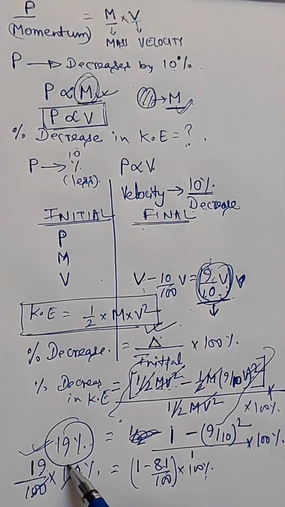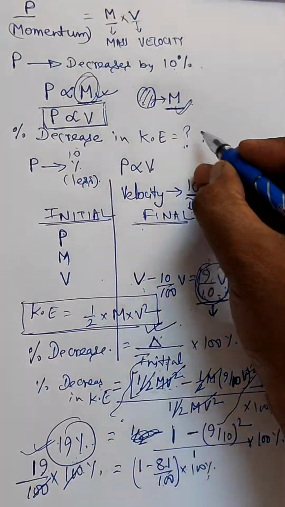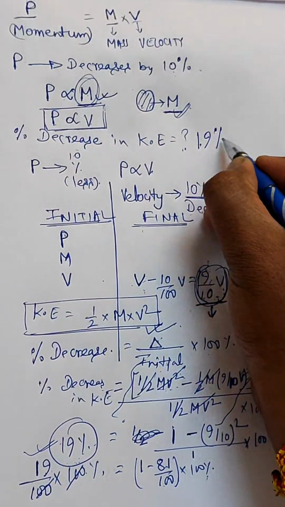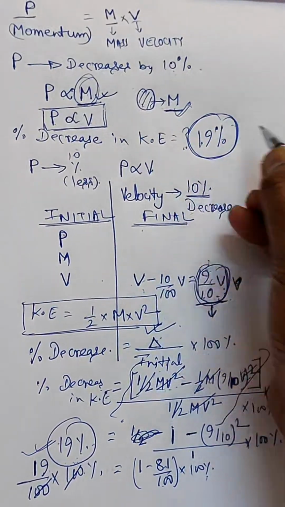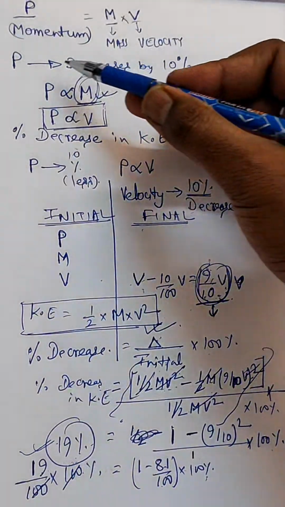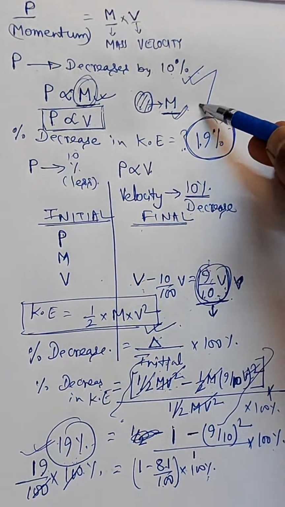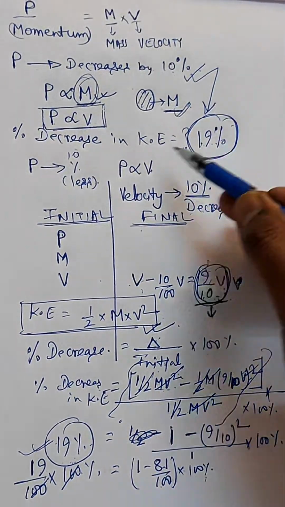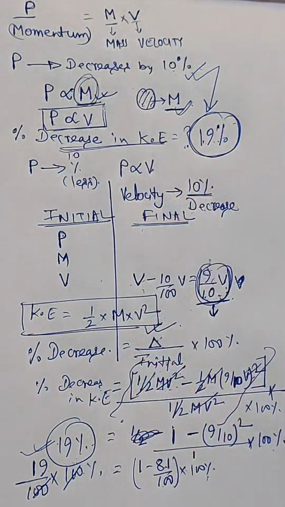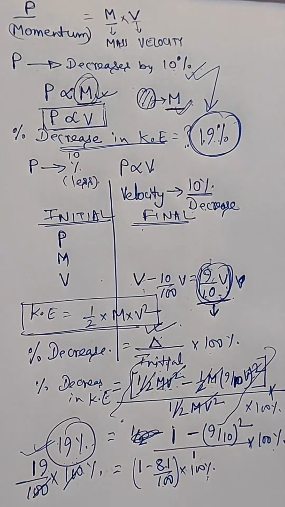So the percentage change in kinetic energy is 19%. That means when the momentum decreases by 10%, this will give you a 19% decrease in the kinetic energy, right? Okay, thank you.